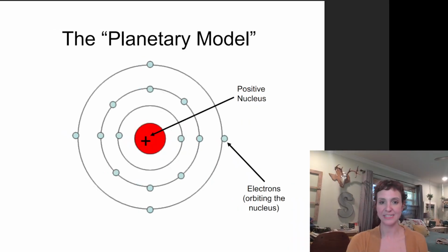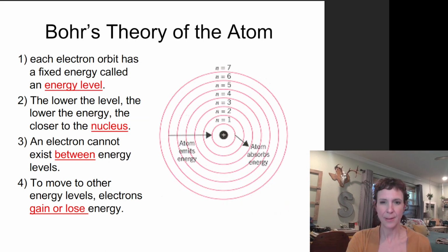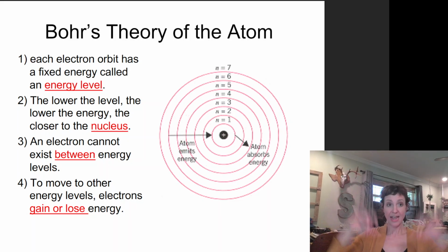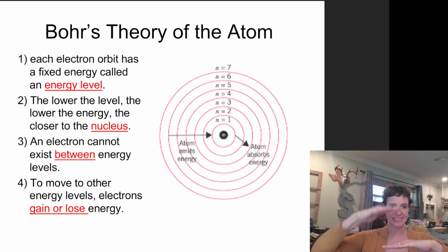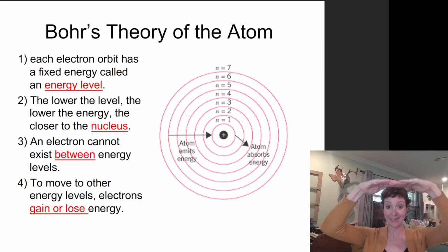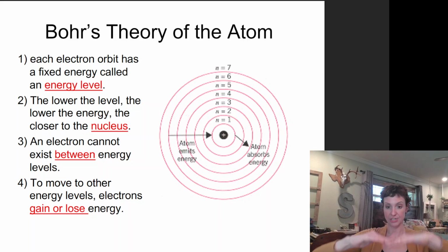So now we're going back to our slides here. I want to talk only a little bit more about this Bohr model of the atom because we're going to have an entire 2 days on this next week. But Bohr's theory of the atom stated that each electron orbit has a fixed energy called an energy level. The lower the energy level, the lower the energy, and the closer to the nucleus that you actually are. He also said an electron cannot exist in between energy levels. He said in order to move to other energy levels, electrons either have to gain energy or lose energy.